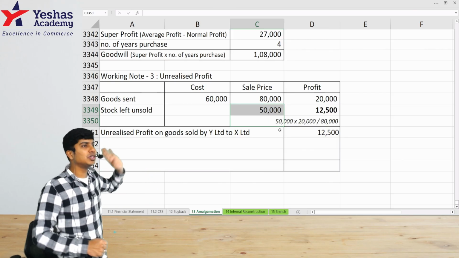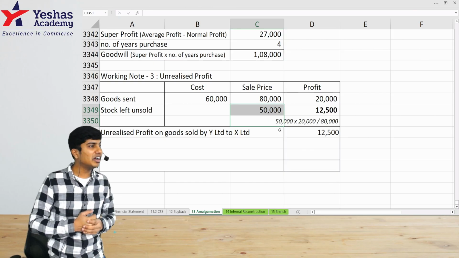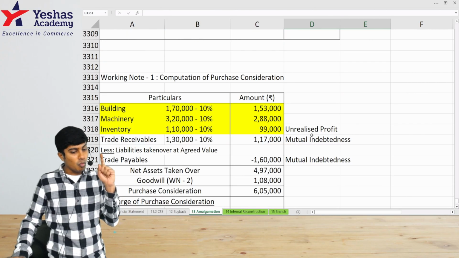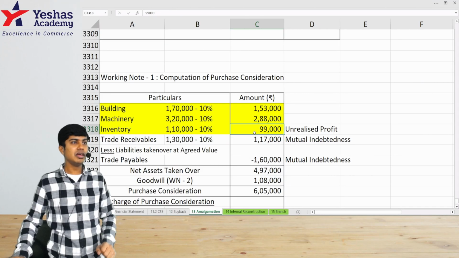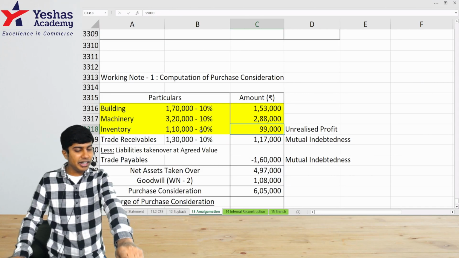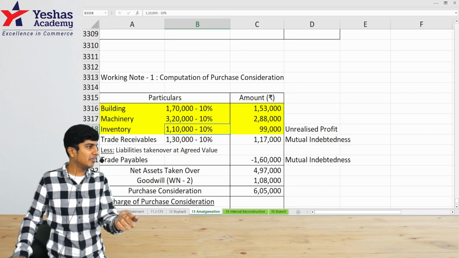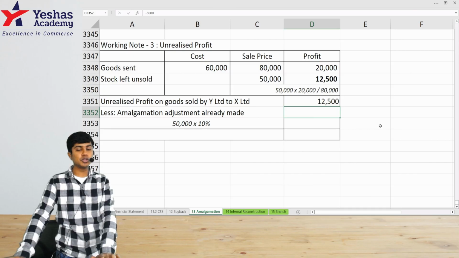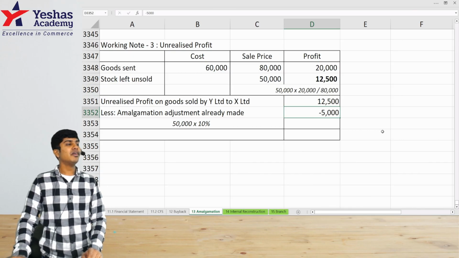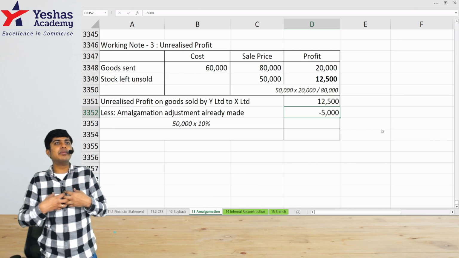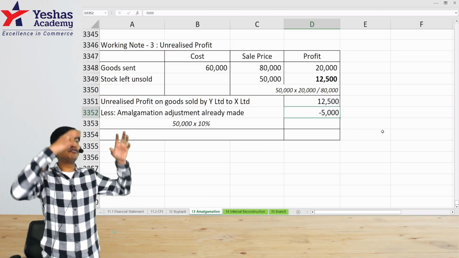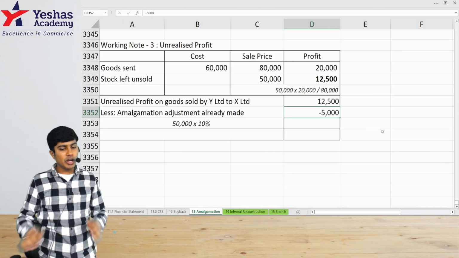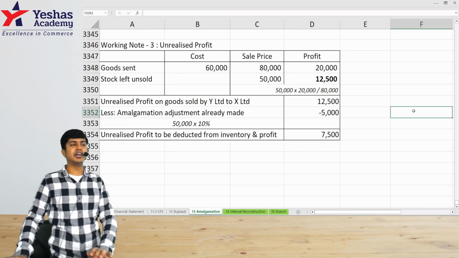So unrealized profit worth of inventory 50 is there. No, in this already 5,000 is deducted. Already 5,000 is deducted, so we have to deduct 12,500 from what? From 1,10,000, not from 99. If you take 99, basically we're deducting 10%, no? For agreed value computation. Already 10% of 50,000 is deducted in the process of amalgamation. We're taking the inventory not at 1,10,000 into Y Limited's balance sheet. We're taking it at 99. So that 50,000 worth of inventory, it's already reduced by 10%. We made it 45. So I would have to eliminate only balance 7,500.